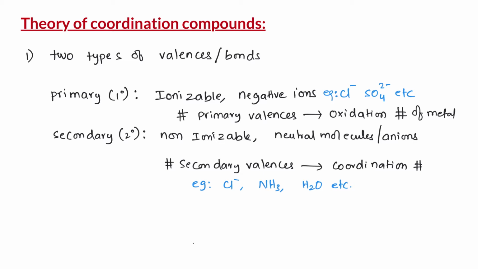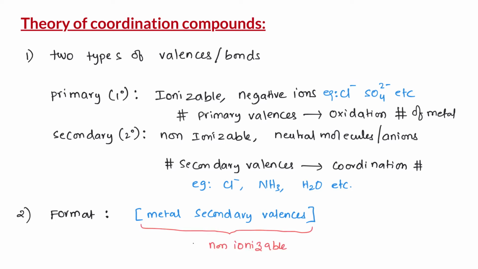Next postulate. When writing the formula of a coordination compound, we use a specific format. The secondary valences along with the metal ion are shown inside square brackets, which represents that everything inside the square bracket is non-ionizable and acts as a single entity. The primary valences are shown outside the square bracket, and they ionize when dissolved in water.